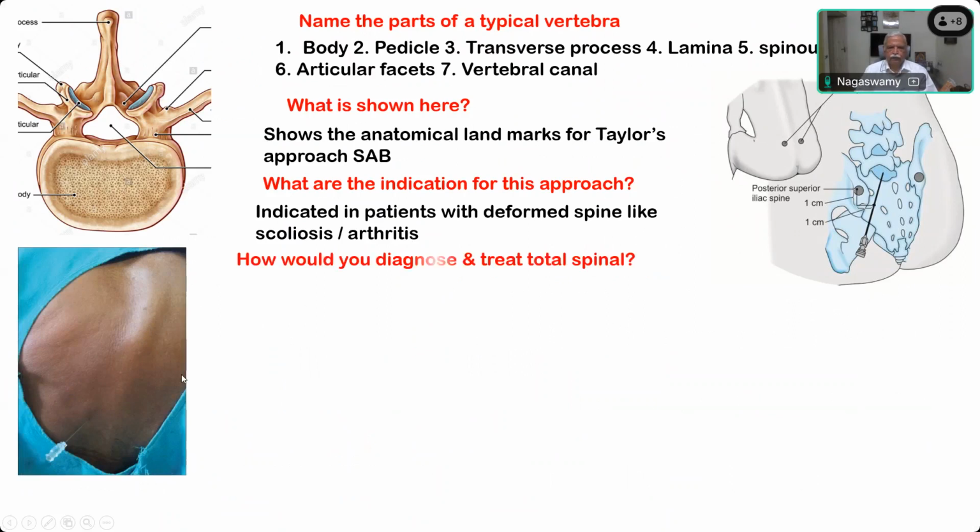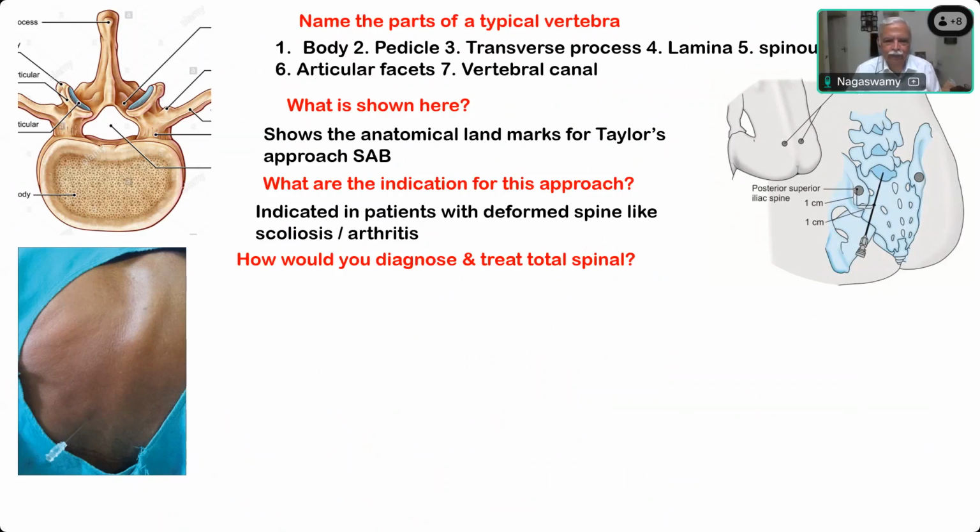So how do you diagnose and treat total spinal? What are all the changes that you will see in total spinal, and how do you treat it? Have any one of you seen a case of total spinal? No, sir. Oh, that means you are all very safe anesthetists.